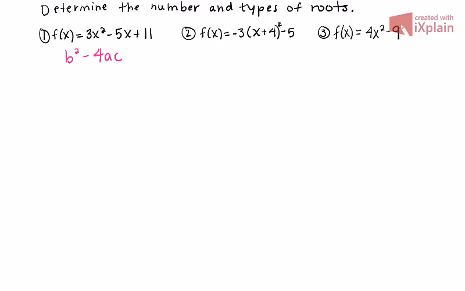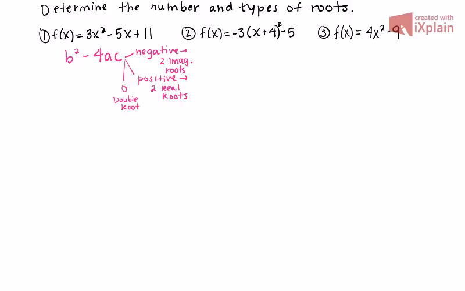If b squared minus 4ac is a negative number, then you will automatically have two imaginary roots. If it is a positive number, you will automatically have two real roots. You have one final option, and that is if it is 0. If b squared minus 4ac is 0, then that means you have a double root.